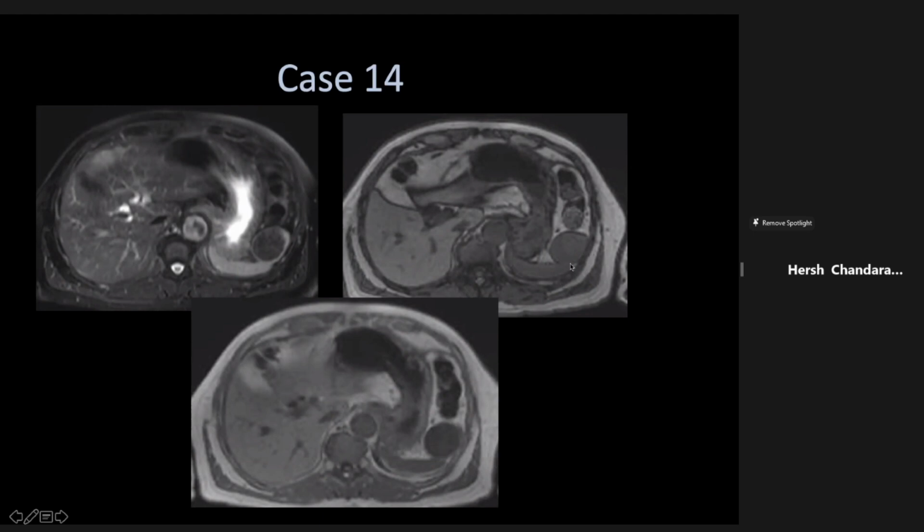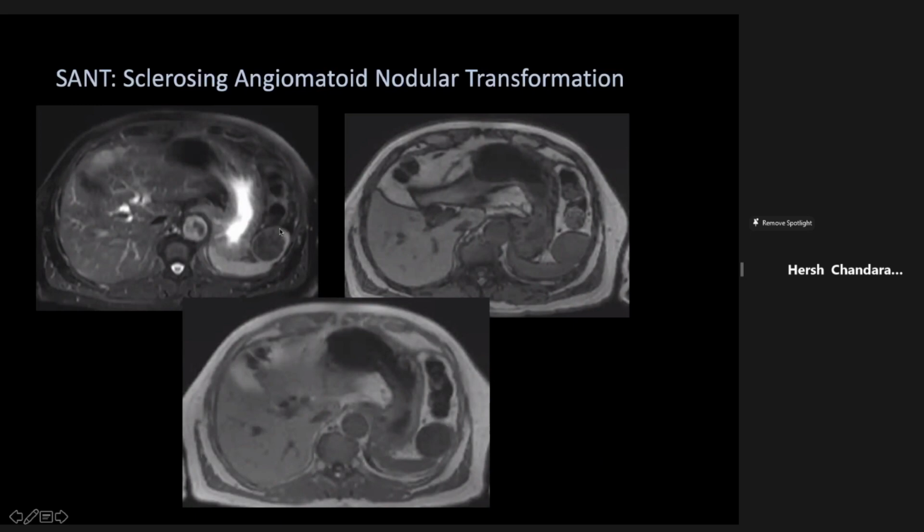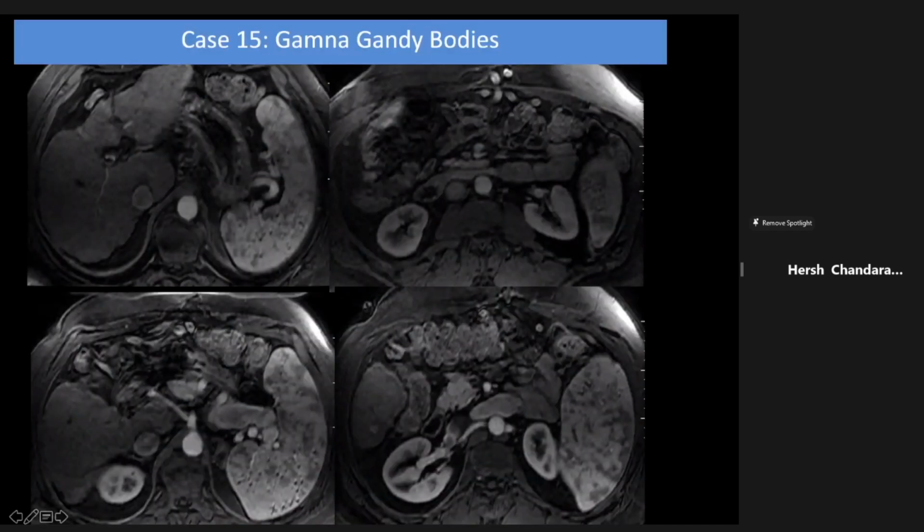And this is another entity which is also characterized by iron. Here you see that's in phase, that's out of phase, and obviously this is lower signal intensity on in phase, which is the longer echo time in this case, compared to out of phase. This is sclerosing angiomatoid nodular transformation. And if you look at it here also, the longer echo time is T2. So even if you compare T2 to T1, you see the lower signal intensity on T2 due to iron as well. What else? It can also have hemosiderin that can lead to low signal intensity foci in longer echo time, like what we see here.